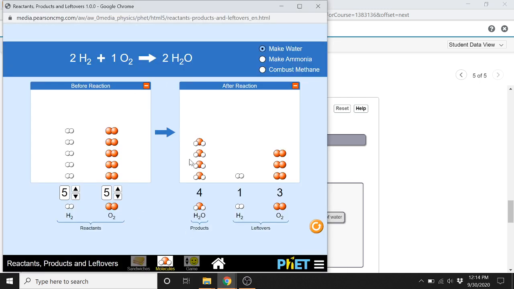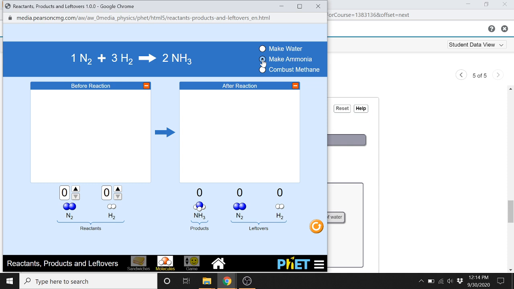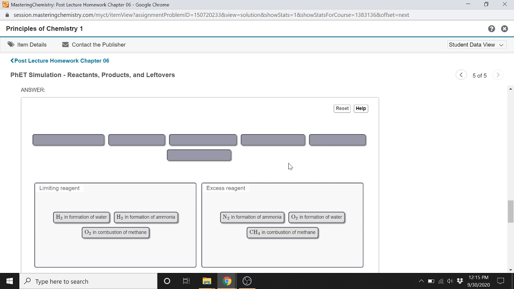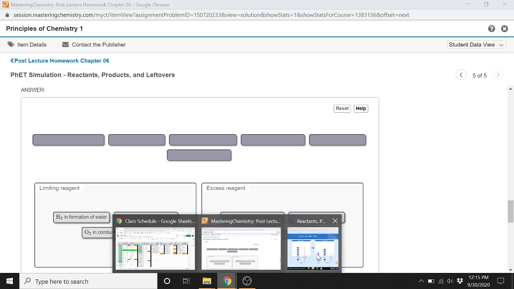Okay, so the next one, you go over again, you're making ammonia now, right? Again, you're told to do 5 in each, right? And so, in this case, you're left with lots of nitrogens left over, right? And you're left with very few hydrogens left over, aren't you? And so hydrogen would then be your limiting. H2 in formation of ammonia, limiting; N2 in formation of ammonia, excess. Okay, then you do your next one.